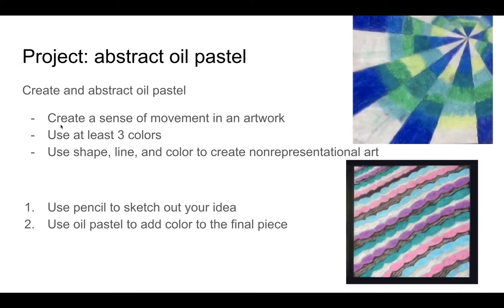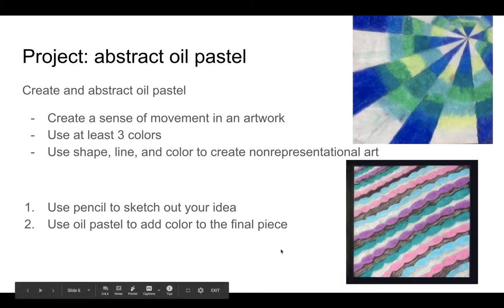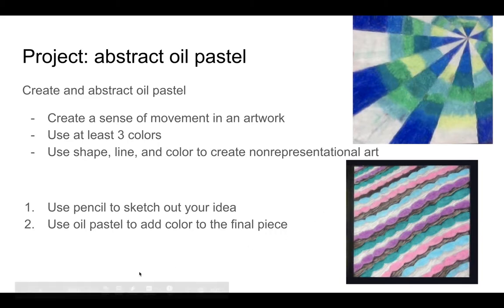You're going to create a sense of movement in the artwork, which we already talked about. I want you to use at least 3 colors, and I want you to use shape, line, and color to create non-representational art. So those are your 3 objectives for this artwork. It needs to be non-representational, which means it doesn't look like anything. It needs to have 3 colors, and it needs to have a sense of movement in the artwork, okay? Like I said, you can sketch out your idea first and then add color to the artwork. And you see we have a few examples here.